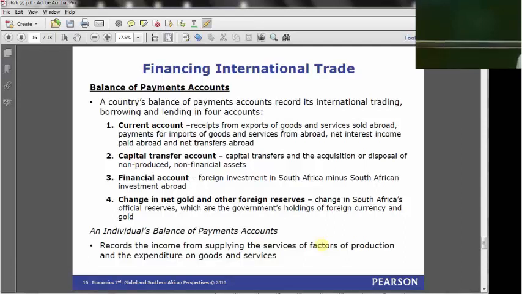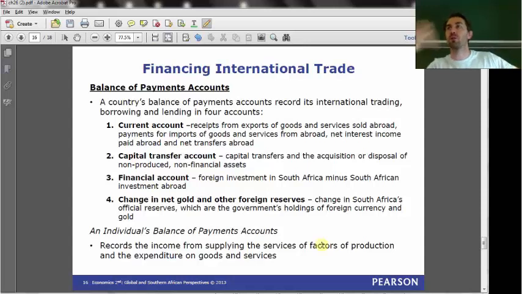Then when you import, there's a minus. That's goods and services coming in, but money going out. Okay? And if it's negative, you can see we've got a negative over here in our current account. What does that tell you about goods and services going in or out and money coming in or out? It's negative on the current account.